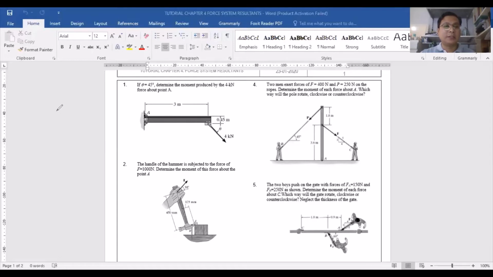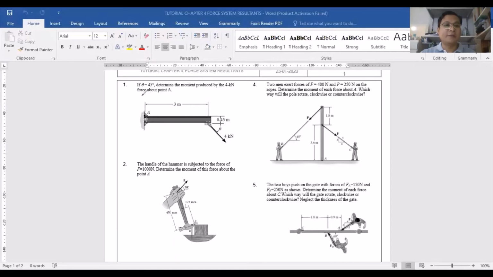How to answer? Firstly, we try to understand how to get the body to create the FBD. FBD is free body diagram. Okay, we go to the first example in the question here. Question number 1: if theta is 45 degrees, determine the moment produced by the 4 kilonewton force about point A.